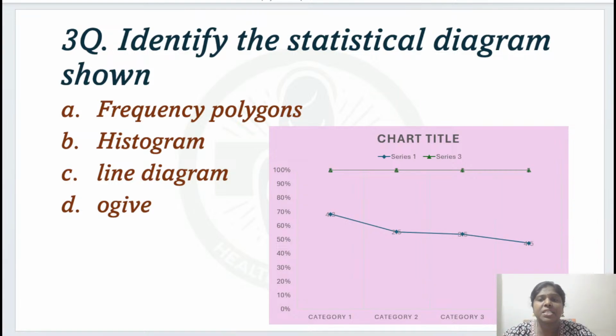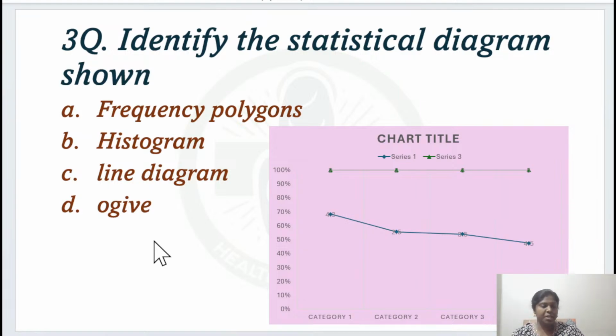Next, identify the statistical diagram shown, whether it is a frequency polygon, a histogram, a line diagram, or an ogive. Ogive diagram we have already seen before. Now tell me, among the four options, which one is the correct one here? Identify the statistical diagram shown here. Is it a frequency polygon, histogram, line diagram, or an ogive?